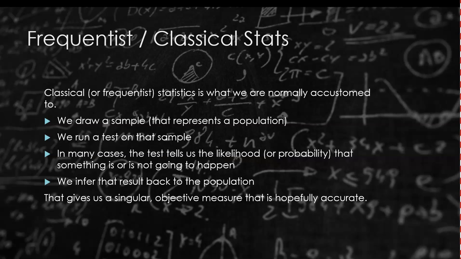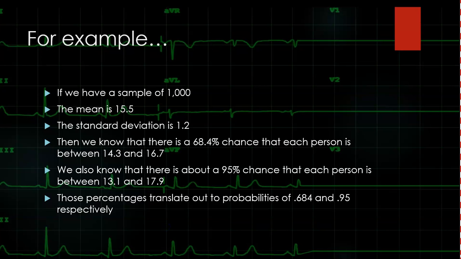What that does is give us a singular objective measure. We come up with the hypotheses, the null hypothesis, we test it, we either reject or fail to reject the null hypothesis, and it gives us a singular objective measure that is hopefully as accurate as possible that we can then apply back to the population. And that's classical statistics.